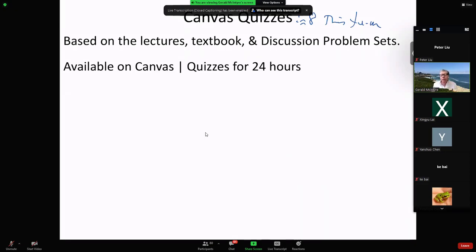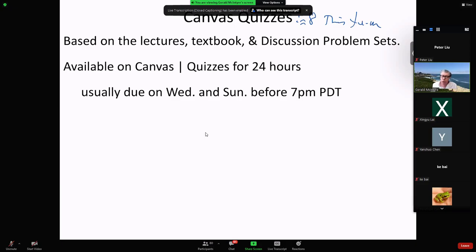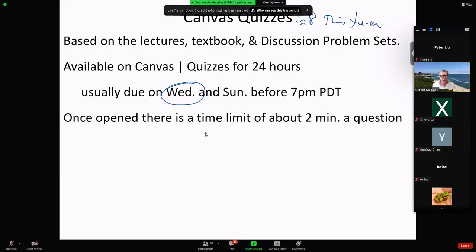Canvas quizzes are typically available on campus, under the quiz tab on the left-hand side, for a 24-hour period. Okay, they are usually due on Wednesday and Sunday before 7 p.m. on each of those days. So they're open for 24 hours. That means the first Canvas quiz is due on Wednesday, tomorrow, at 7 p.m. It will be available at 7 p.m. tonight, based upon this lecture. Okay. And then the next one will be open Saturday at 7 p.m. and due Sunday at 7 p.m., okay?